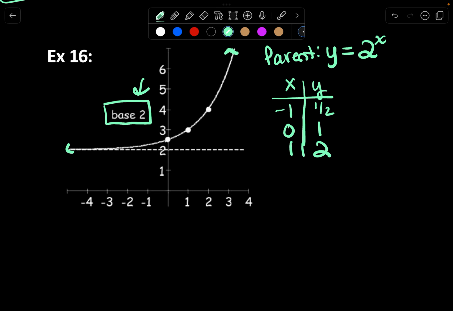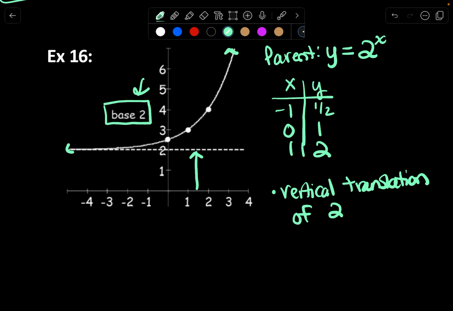If we look at this, well, first I'm going to look at the translations. Do we have a vertical translation? Yes. We can see that our horizontal asymptote has been shifted up 2. So that means we have a vertical translation of 2, or you can say 2 units.